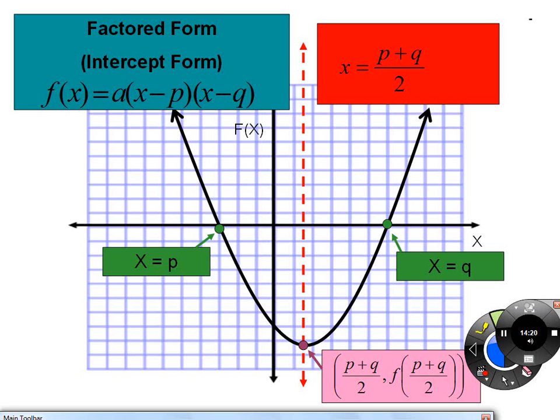So that means x coordinate of your vertex and the number you're going to use in your axis of symmetry equation. And then how do you figure out the y coordinate of your vertex? Plug it in. Whatever you got for the x coordinate, go back up to your equation, plug that in for x, calculate all the numbers, and get the y value. Okay? So same kind of sense.